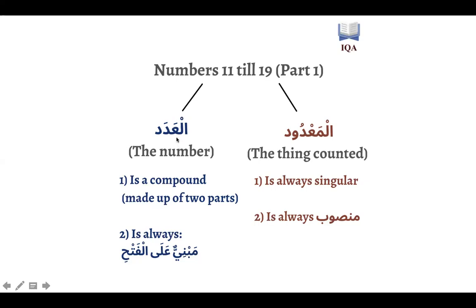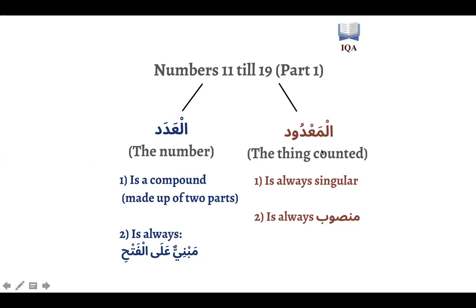The second thing to remember about the adad is that it's always going to be مبني على الفتح. مبني على الفتح means that the ending of the adad, whether it be 11 all the way up to 19, is always going to end with fatha. Numbers 11 till 19 are always going to end with one fatha at the end. So sittata ashara, 16. Never sittatu or sittati, and never ashari or asharu or something like that. It's always going to be sittata ashara with one fatha at the end, regardless of whether it's number 11 all the way up till 19. So those are the two things we want to remember about the adad.